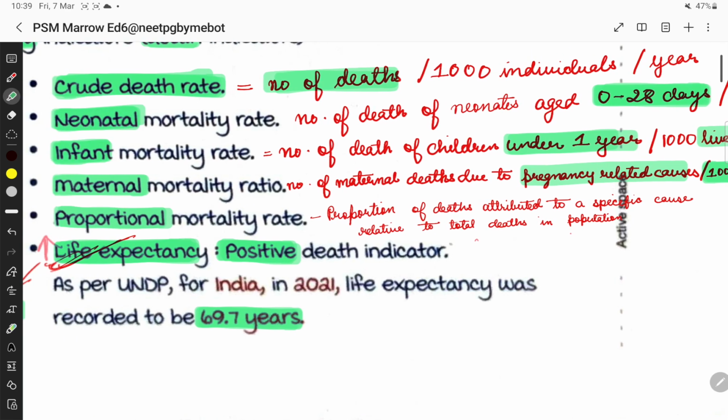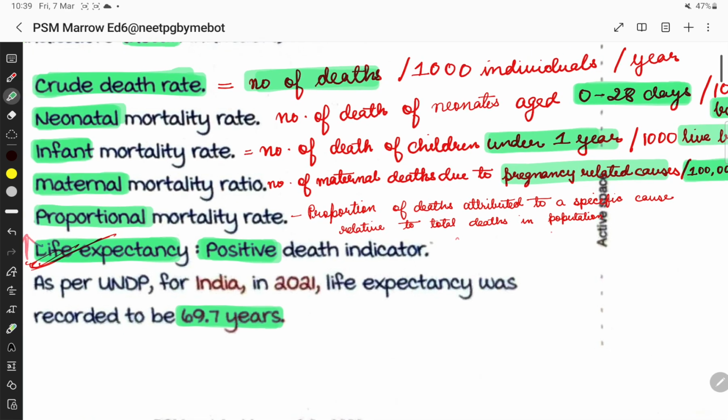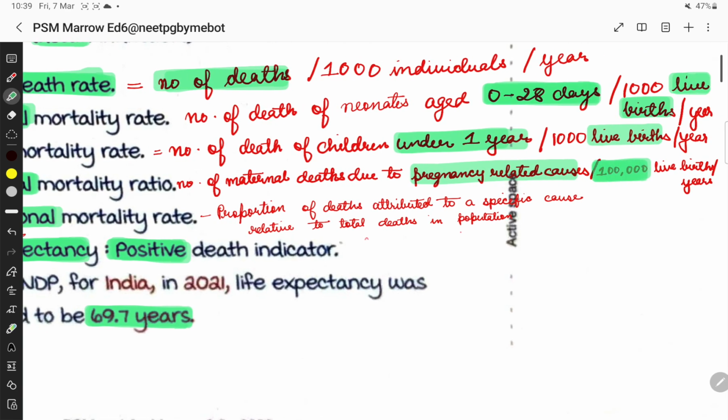1,000 live births. Maternal mortality rate, the denominator is 1 lakh live births. Maternal mortality rate is the number of deaths due to pregnancy related causes per 1 lakh live births.